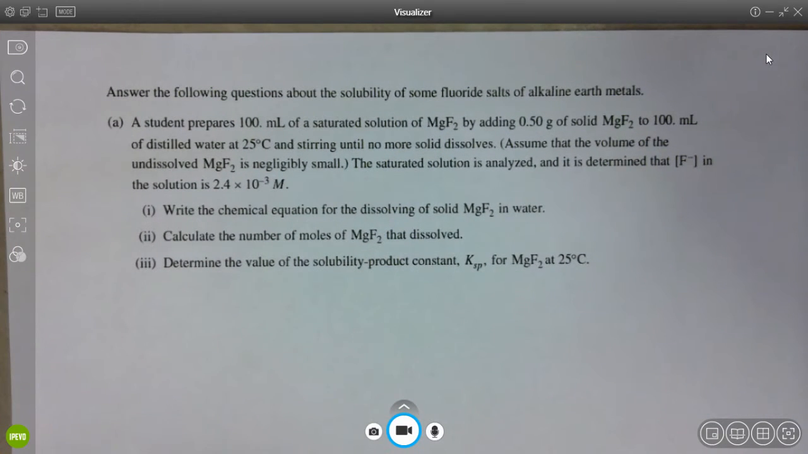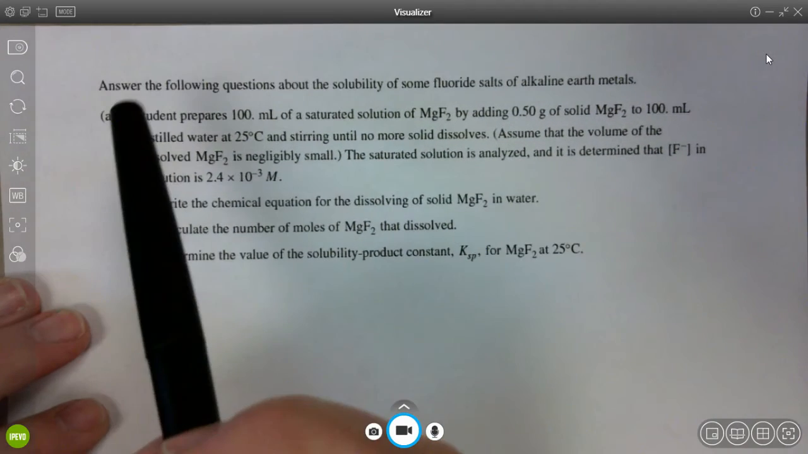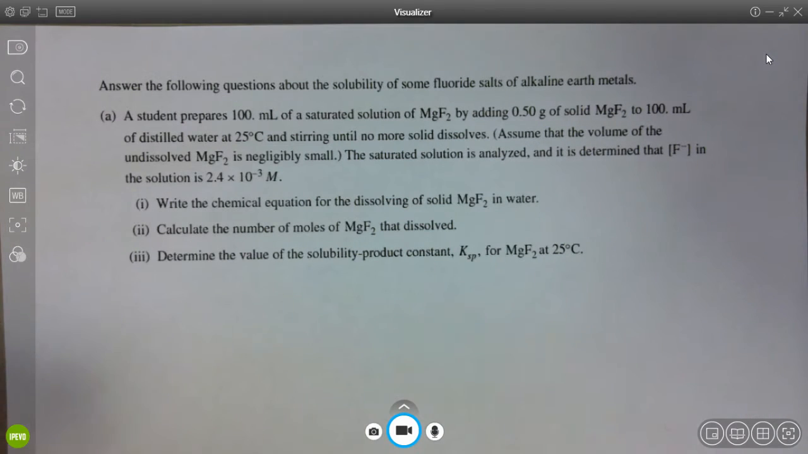Okay. So this is actually, I believe, the 2015 exam. And if we take a look at the FRQ to start off with, it tells us to answer the following questions about the solubility of some fluoride salts of alkaline earth metals. So alkaline earth metals are our +2 oxidation number metals, just in case you forgot.